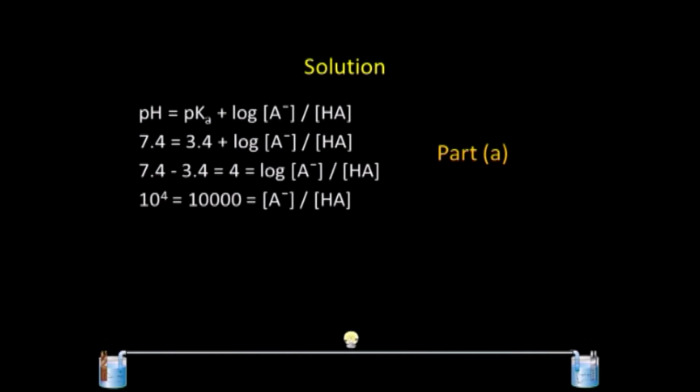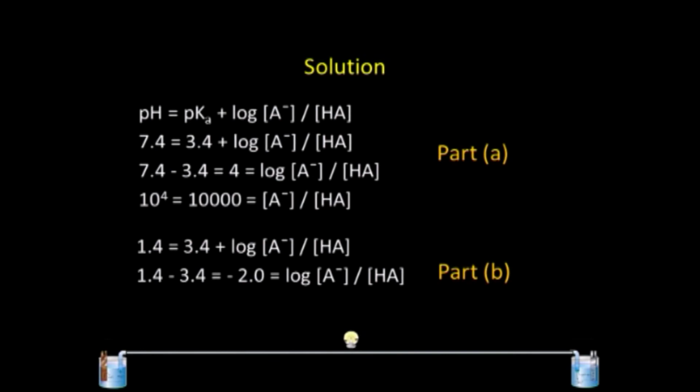Similarly for part B, that is in the stomach, we can write pH is equal to 1.4, pKa we know is 3.4, and we can write 1.4 minus 3.4, which is equal to minus 2, is equal to log A minus divided by HA. This gives 10 raised to the power minus 2, that is 0.01, as the ratio for A minus divided by HA.